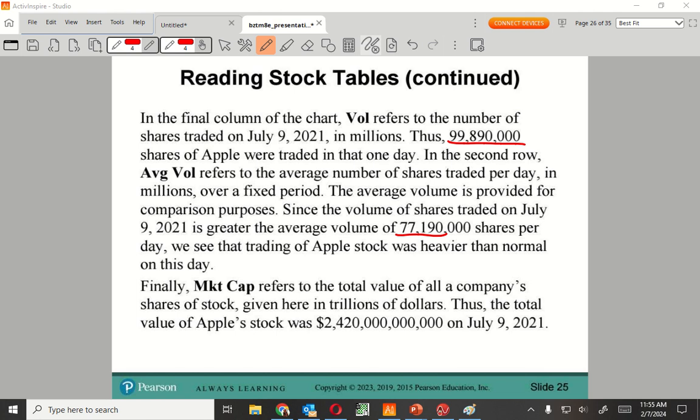Market cap refers to the total value of a company's shares of stock, given in millions or trillions of dollars. Thus, the total value of Apple stock was $2.4 trillion on July 9th.